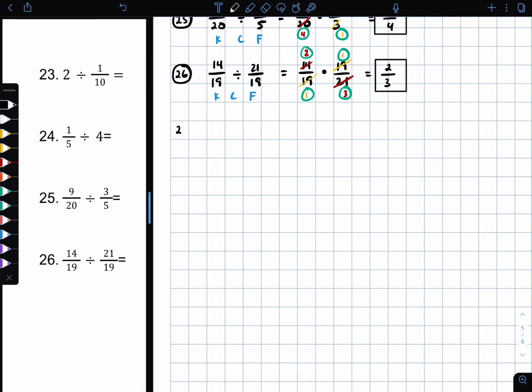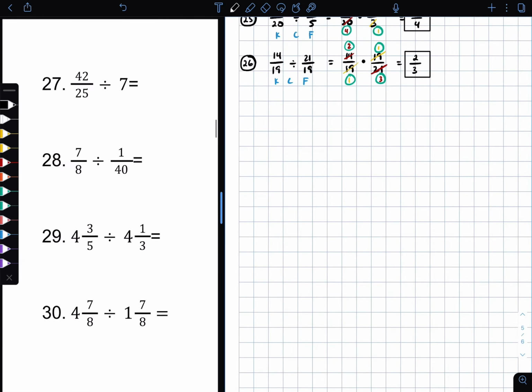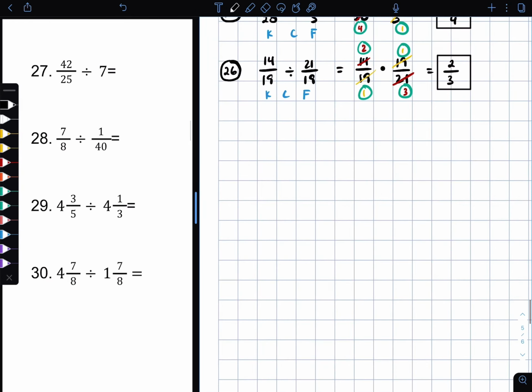For 27, wait, I think that's it for now, right? 26, oh yeah, 27's over here. I thought we were done with division. It seemed a little too quick.